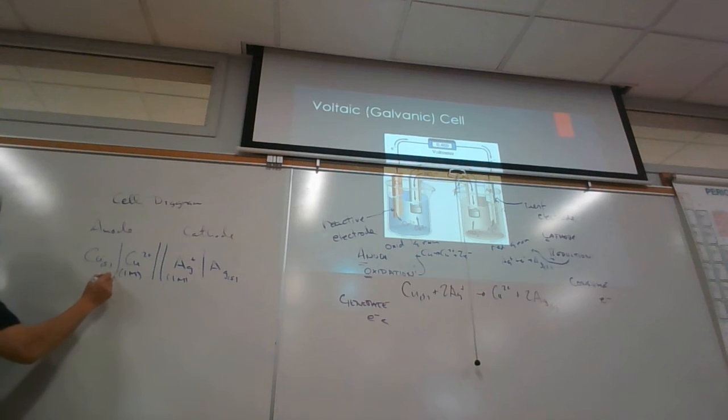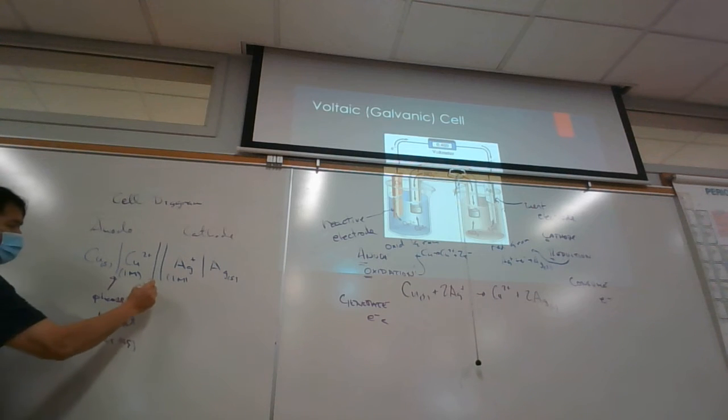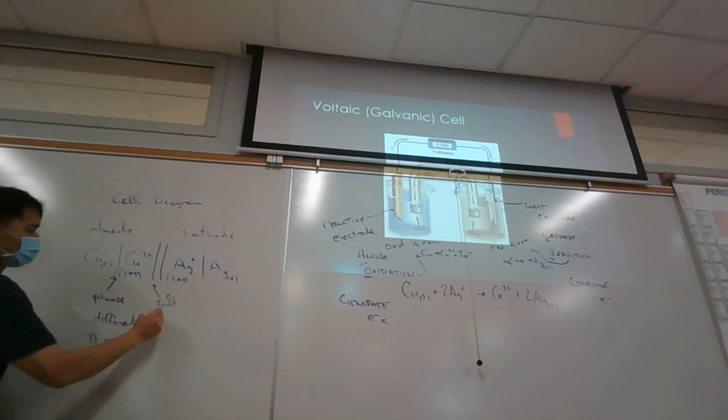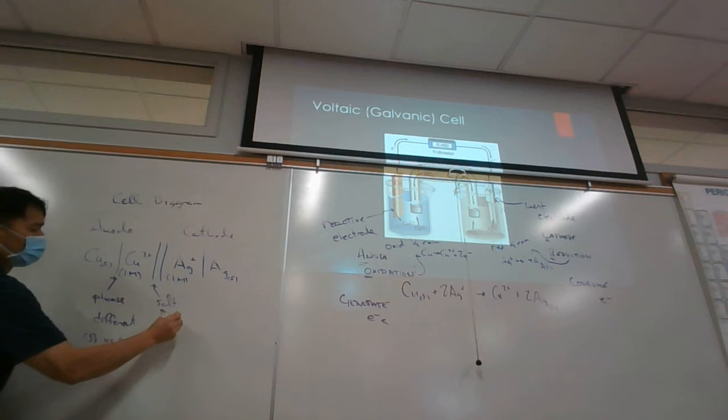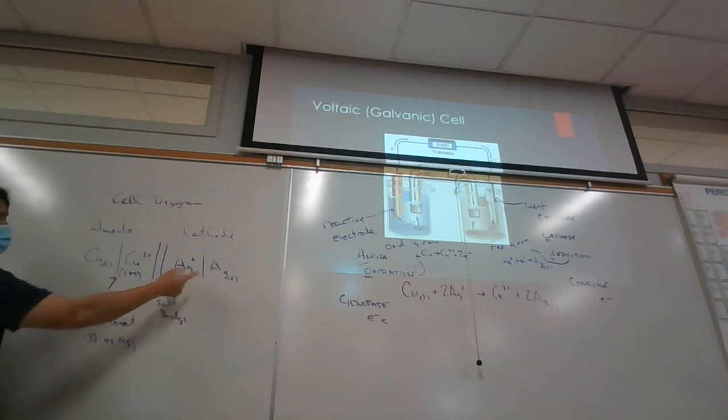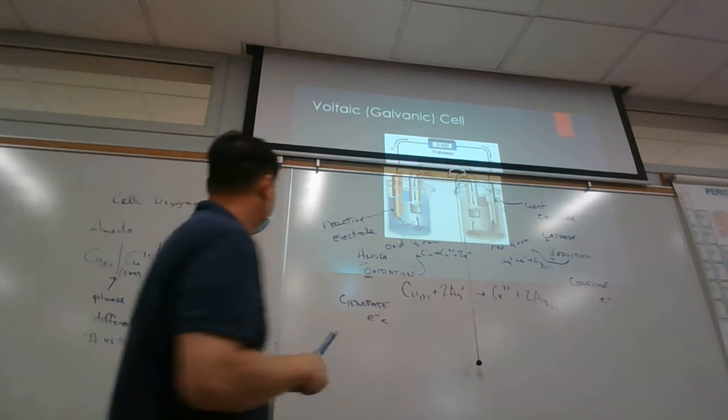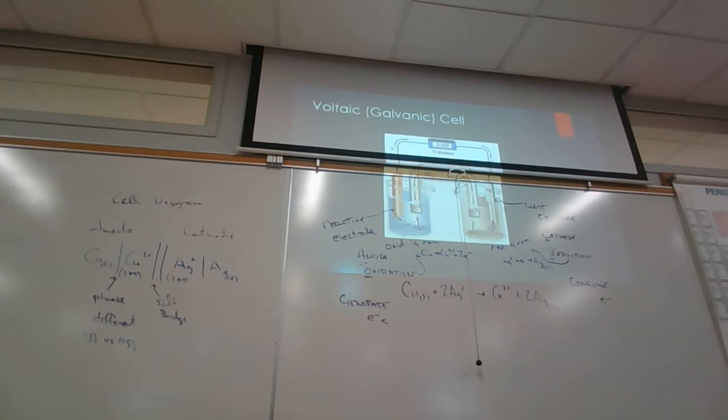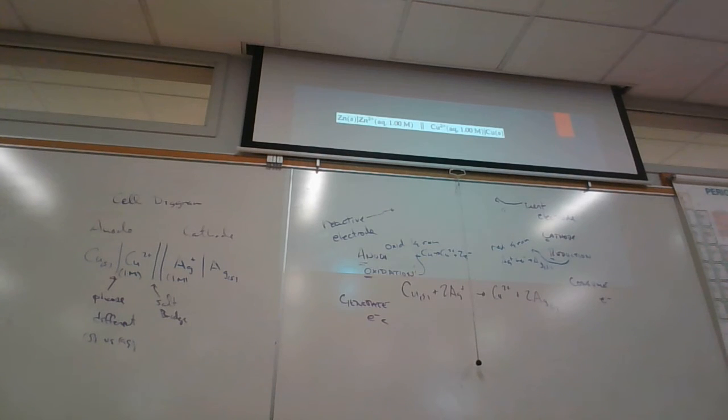This first bar means that there's a phase difference. The phase difference would be solid and aqueous. Solid versus aqueous. The double bar here refers to salt bridge. And this single bar, there's a phase difference, aqueous to solid. So that would be the cell diagram for this cell. Let's show it here. So this would be the cell diagram for a different cell.